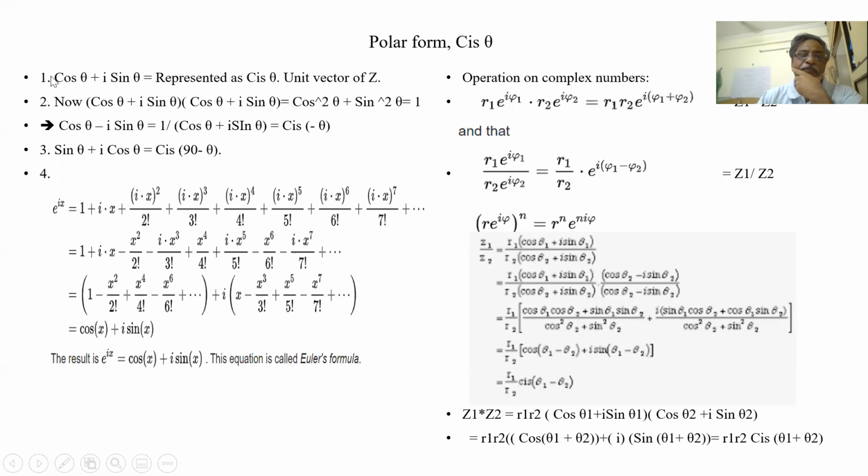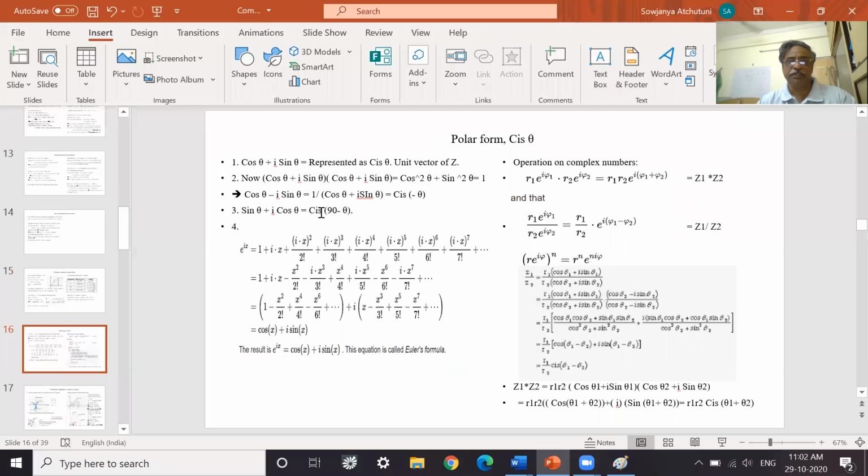So let us understand. Cos theta plus i sin theta, we write it as cis theta in a short form. C for cos, S for sin, I for i sin. So cos theta plus i sin theta, cis theta. So now cos theta plus i sin theta multiplied by cos theta minus i sin theta. So what is becoming?